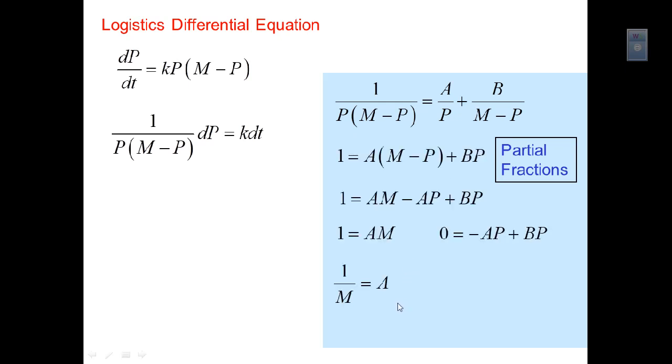Guys, don't worry about solving this. You're never going to have to solve this for the AP exam. It may be a good idea to know it for college if you're going to do some higher level math and things like that, but other than that, you're not going to. So we find that A equals 1 over M, and B equals 1 over M, the same way that A equals 1 over M.